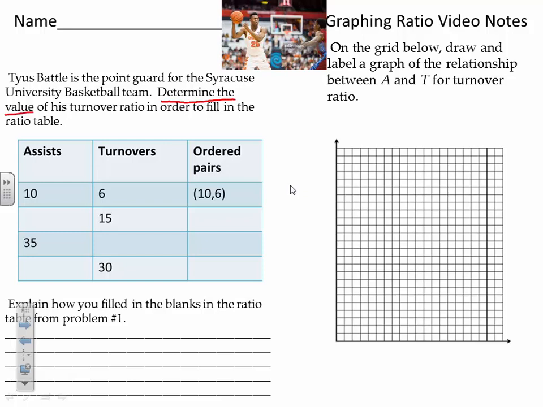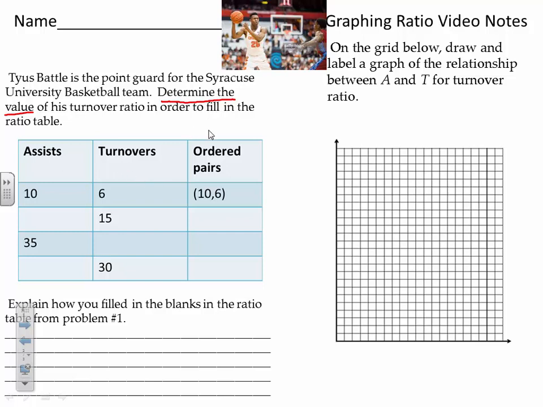So his turnover ratio means how many assists he has. That's this column. An assist means when you pass somebody the ball and they score. Compared to how many turnovers he makes. A turnover is when the other team gets the ball from you somehow. So the first thing we need to do is determine the value here.